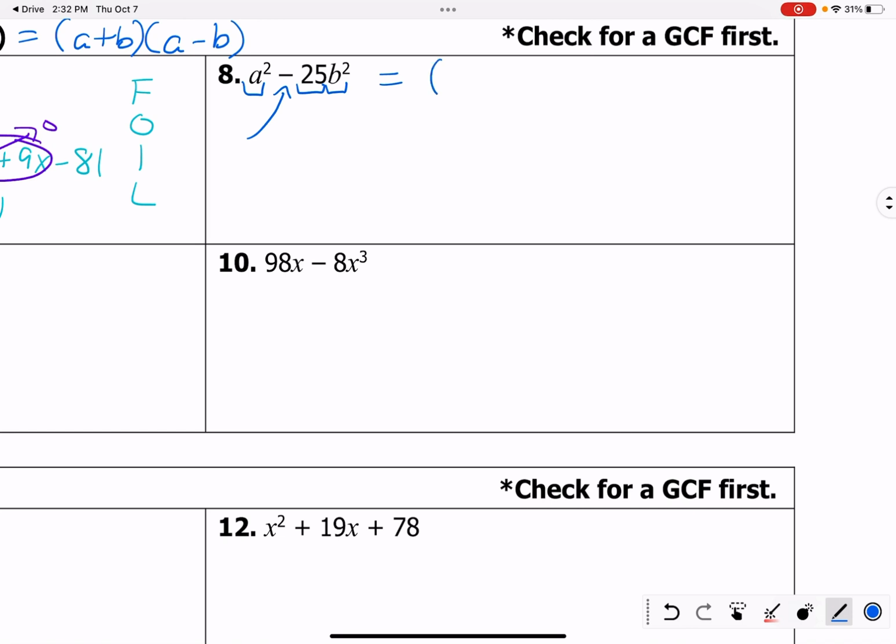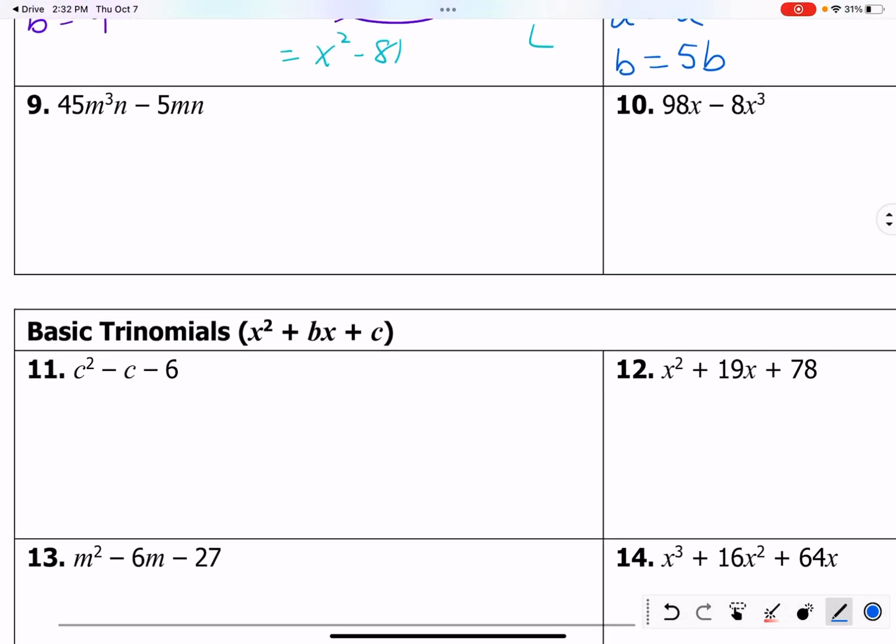Okay, so let's open this up. And then we basically just take the square root. So the square root of a squared would be just a, so that's our a term. And then our b term would be the square root of the second term, which is just 5b. Okay, so the square root of 25 is 5. The square root of b squared is just b. So we would go a plus 5b and a minus 5b. Okay, nothing difficult. Just got to identify your terms.